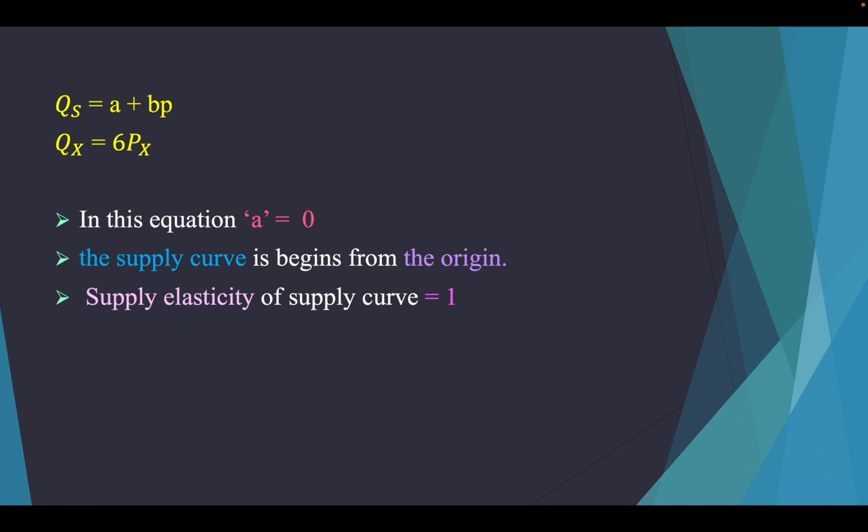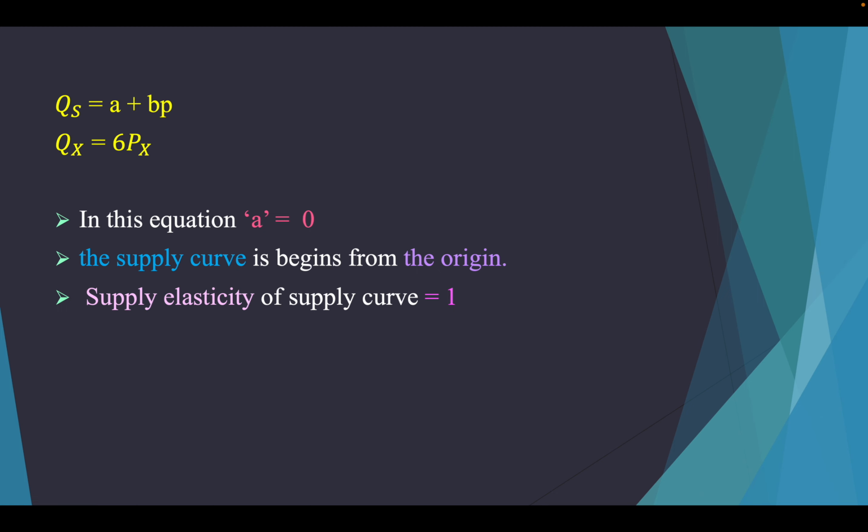Okay, you know the supply equation is A plus BP, and here Qx is the supply and Px is the price. At that time B, that means the slope, delta Q divided by delta P, is 6. Now you can see A is equal to 0. That means when the price is 0, the quantity supplied is also 0.